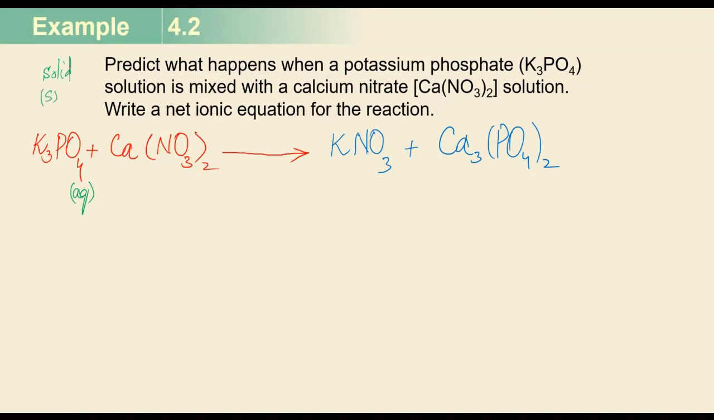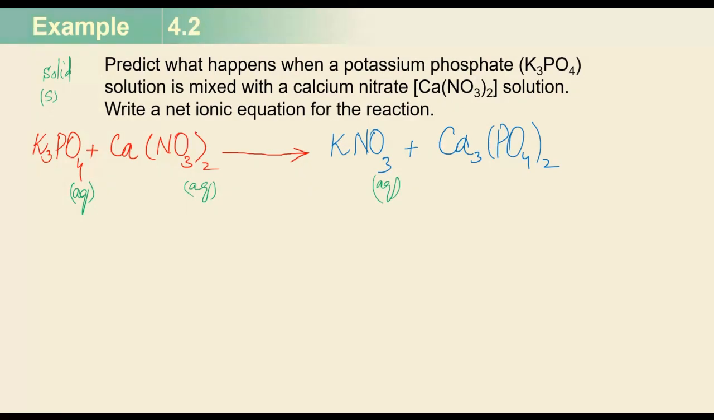Okay. Ca(NO3)2, soluble or insoluble? Soluble. Very good. Why? Because of NO3. Excellent. You will write AQ. Good. KNO3, soluble or insoluble? Soluble. Why? Potassium. Very good. Potassium, first group ion, is present.